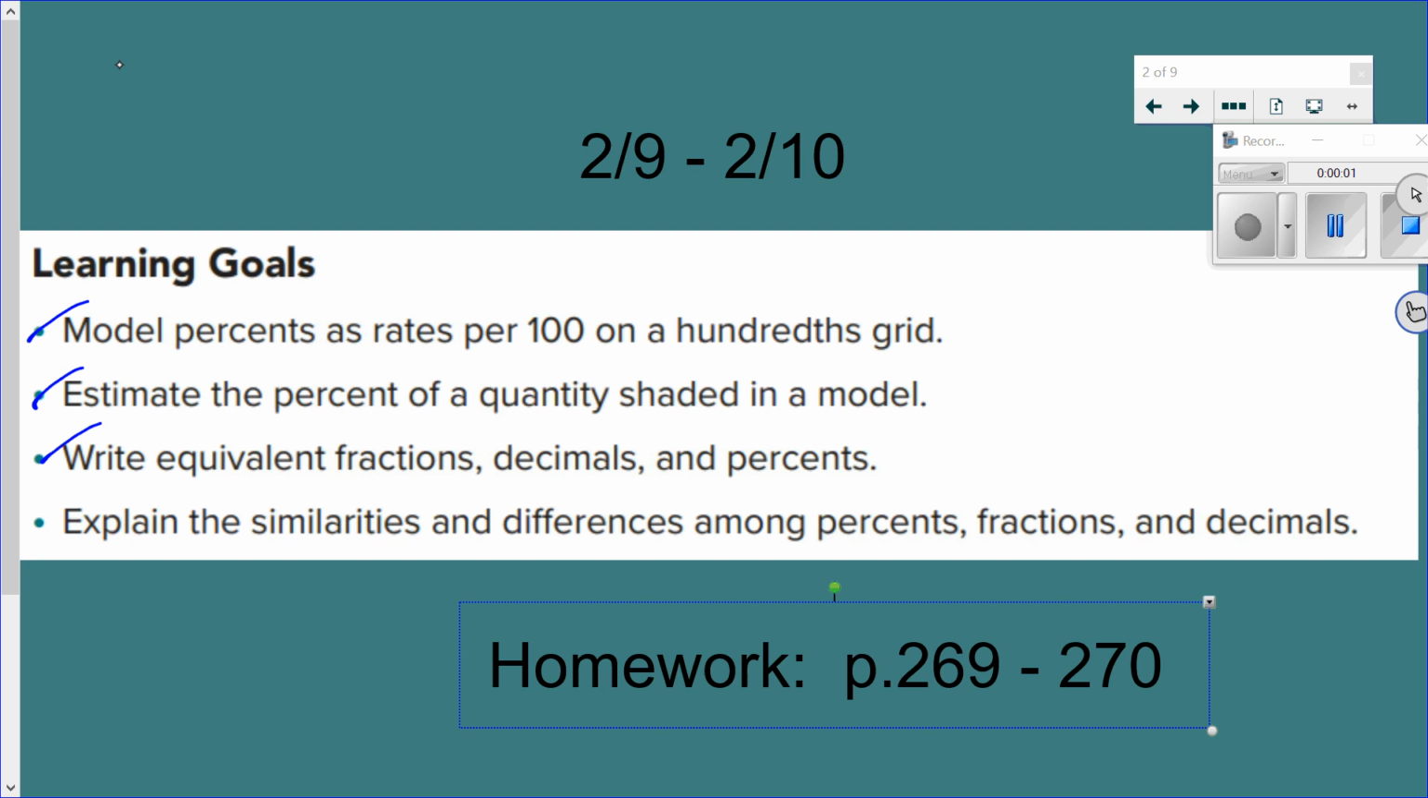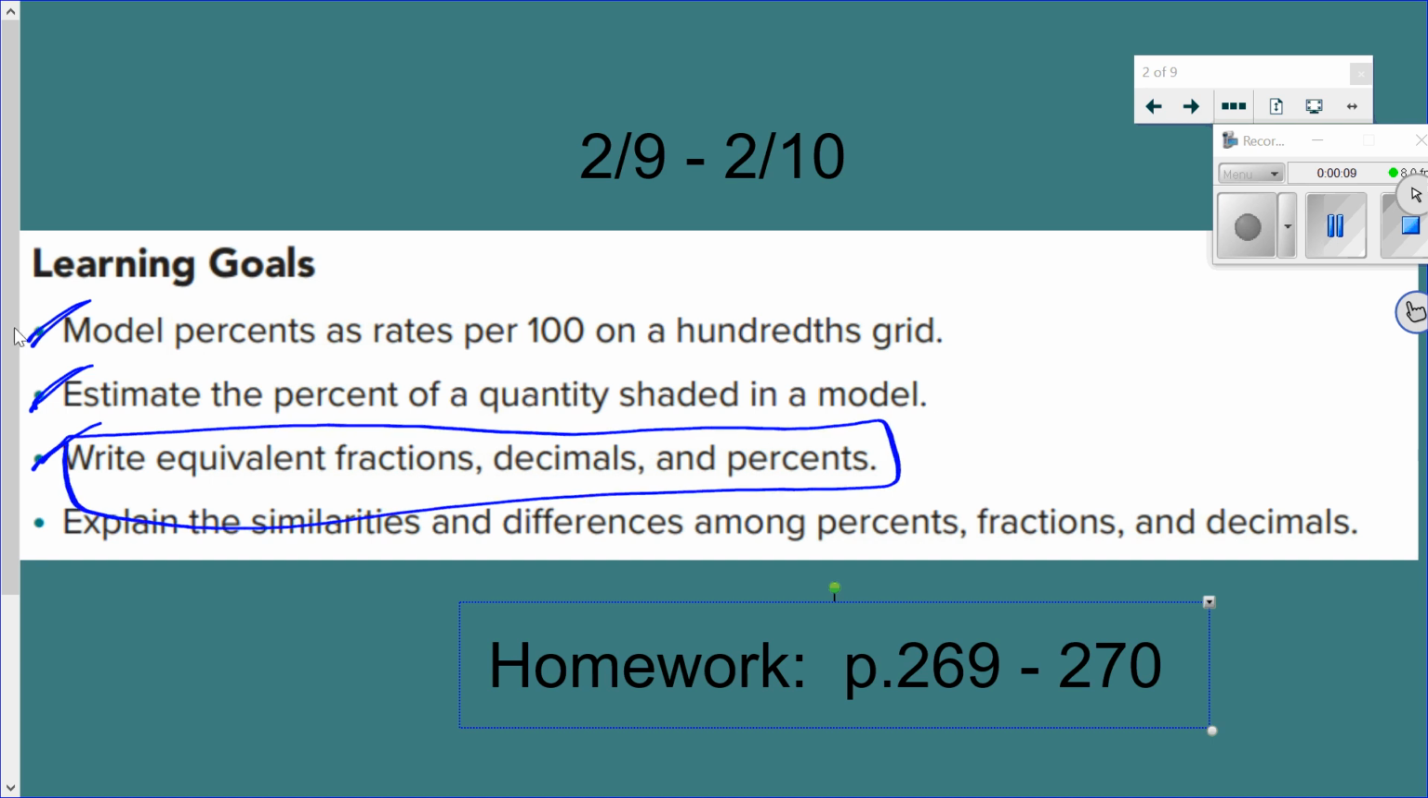Introduction into percents. So last class we did the modeling, we did the estimating. Today we're going to be working more on this one, writing equivalent fractions, decimals, and percents. And we're going to do some explaining of the similarities and differences between them.